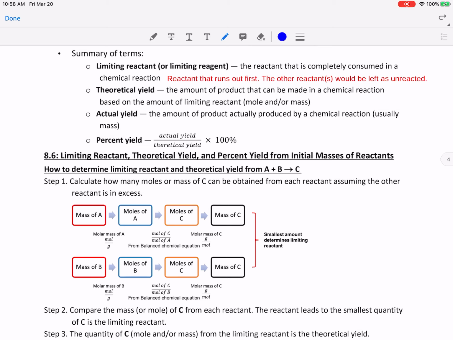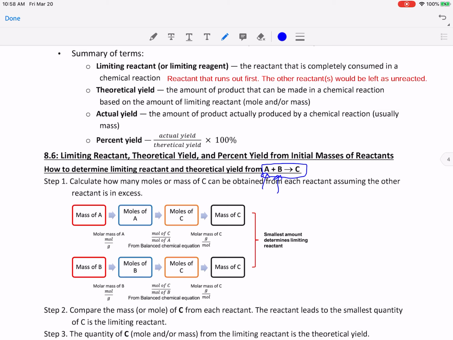All right, let's go into how to do this kind of problem. So in this case, I'm going to use A plus B equals C as a reaction scheme or chemical equation. And in this case, A and B are the reactants. So usually mass of A and B are given, and you have to find out which one runs out first. There are different ways to find out, but I find this step one is most useful.